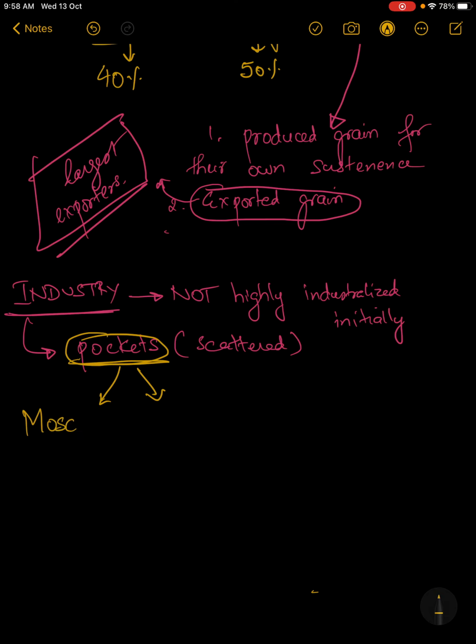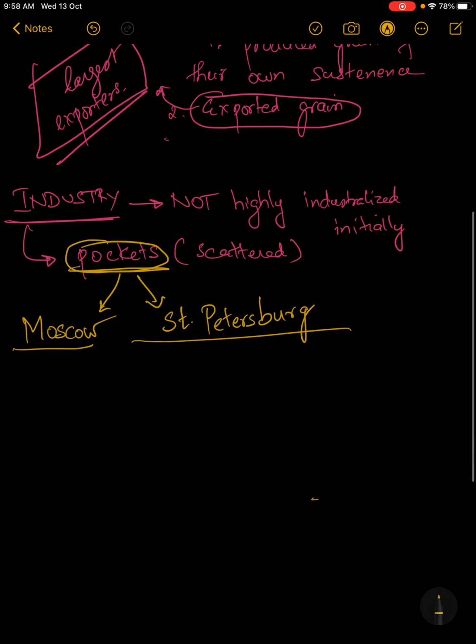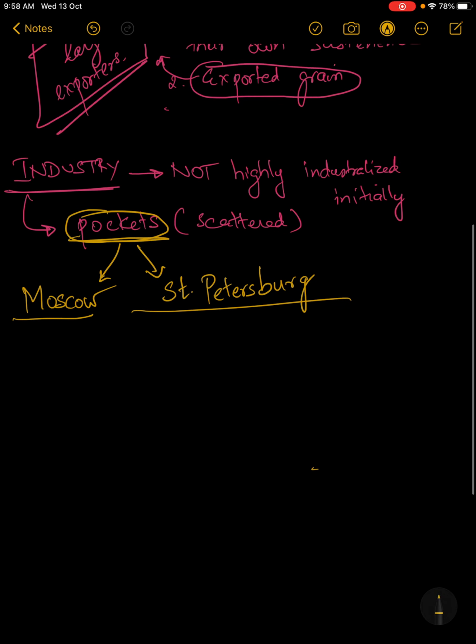One is the capital, Moscow, and the other is the beautiful city of St. Petersburg. So there were two pockets essentially. One was Moscow itself, the capital, and the other was St. Petersburg. But something started to change.